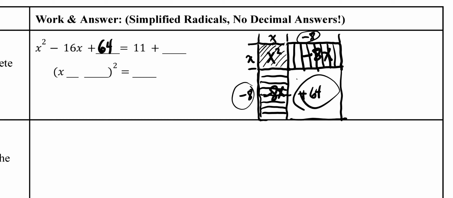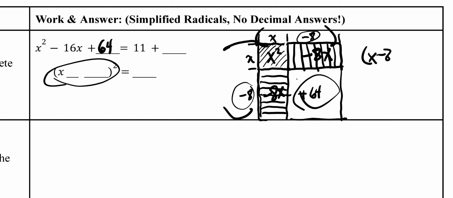And then what would that look like in terms of its dimensions? Well, I've got x minus 8 here and x minus 8 here. So essentially I've got x minus 8 times x minus 8. But because it's the same thing multiplied by itself 2 times, I can rewrite that as x minus 8 squared. So here I put x minus 8.